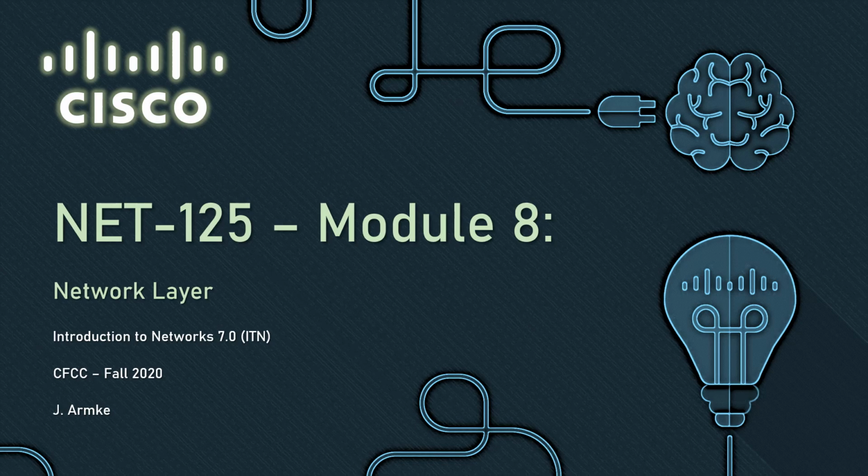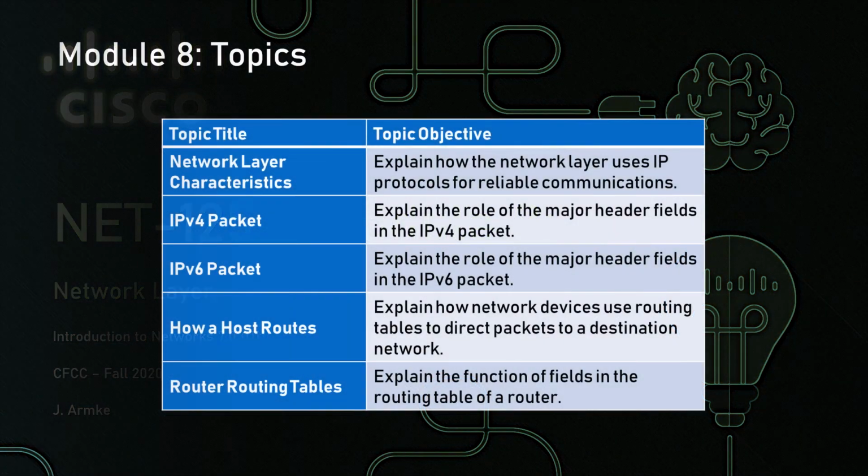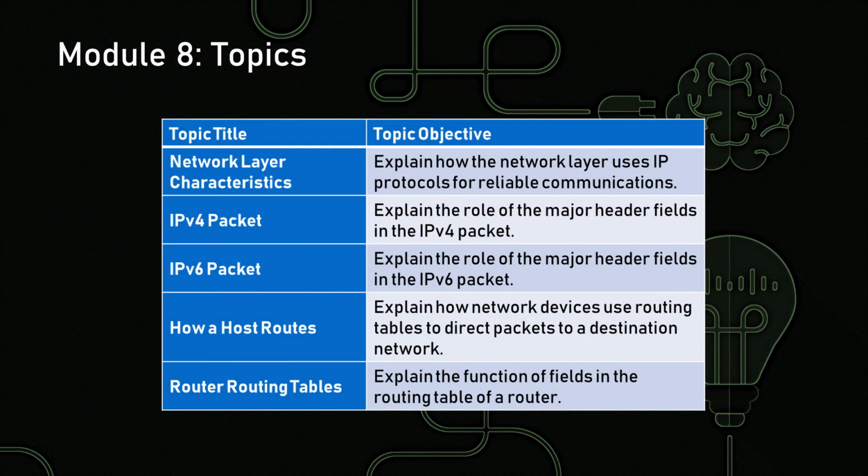Today we're talking about Module 8, the network layer, also called Layer 3. So we're going to look at some network layer characteristics today, how the network layer uses IP protocols for reliable communication, although as we recall, IP is not a reliable protocol in and of itself. We're going to look at the IPv4 and IPv6 packets as well as their structure and their roles in transmission.